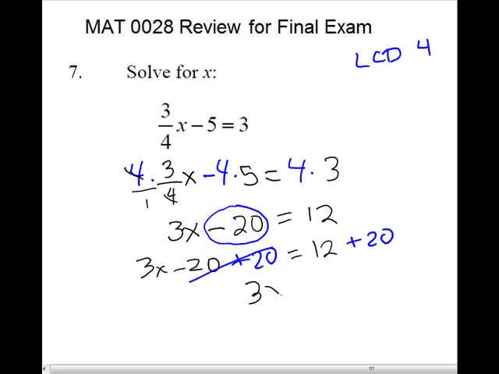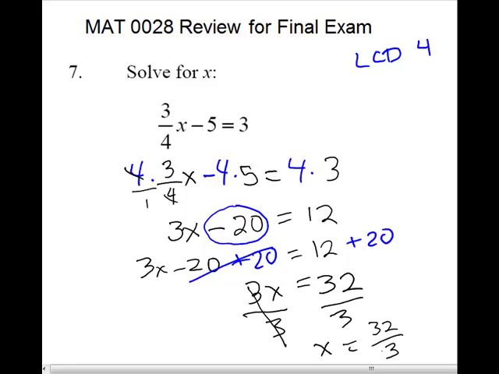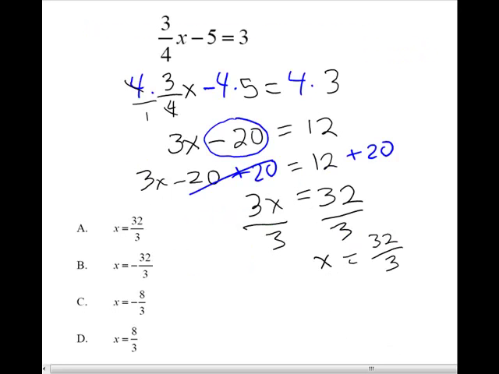So I have 3x equals 32. And then you're going to divide by 3. This one is not going to work out even. So our answer will be a fraction. X equals 32 over 3. So our answer this time is A.